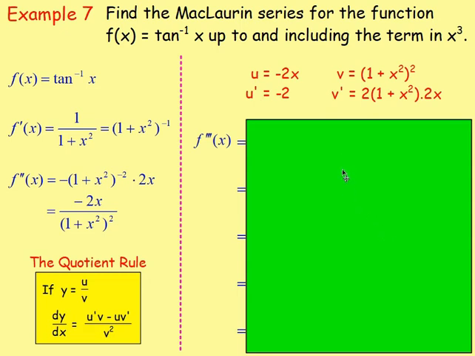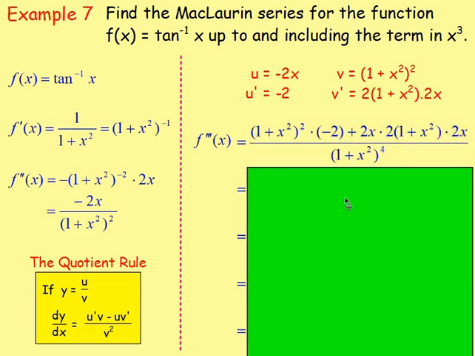U dash v take away u v dash, that will become u dash times v. So I've got this (1 plus x squared) in brackets squared multiplied by the negative 2. It doesn't matter which way around I write that. I'm taking away this negative 2x multiplied by the 2 bracket (1 plus x squared) times 2x. But because I'm taking away and I've got the negative, I could change that to a plus. And I've still got all of these parts. Divide that by v squared. So v is going to be the (1 plus x squared) in brackets squared. If you square that, well, that's going to go to the power of 4.